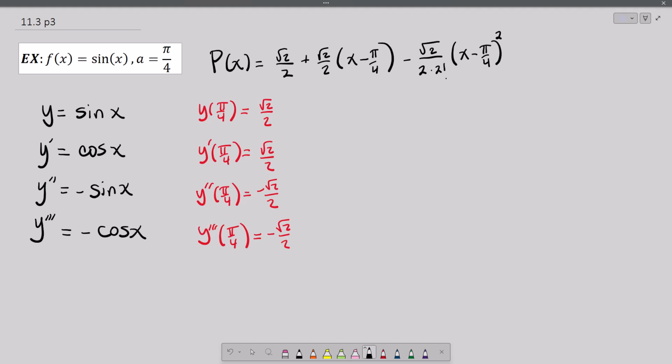And then we go to our last non-zero term that we're going to put in here. We have root 2 over 2. We have to multiply by 3 factorial, x minus pi fourths to the 3, but then plus dot, dot, dot. So p sub 4 plus dot, dot, dot. That is our Taylor series.